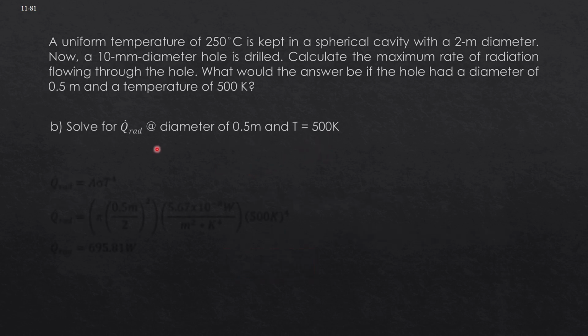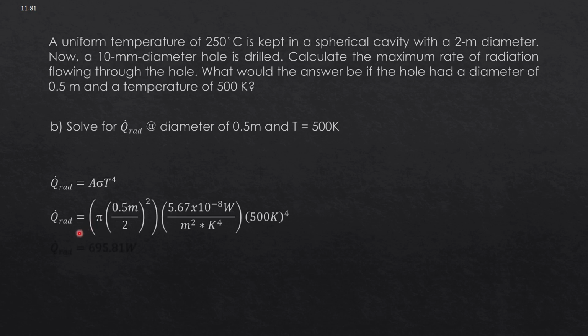Next, we solve for the Q dot rad, or the rate of radiation, at the diameter of 0.5 meters and temperature of 500 Kelvin. To solve for this, we will just do the same process. So we have the given equation of Q dot rad equals area times the Stefan-Boltzmann constant times temperature raised to 4.